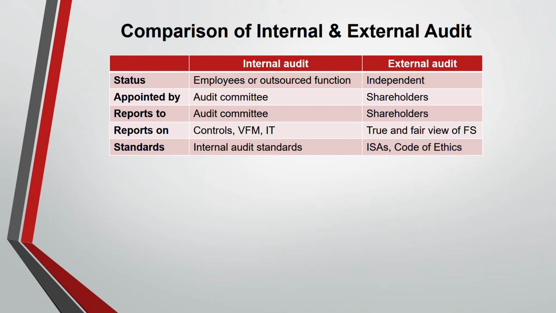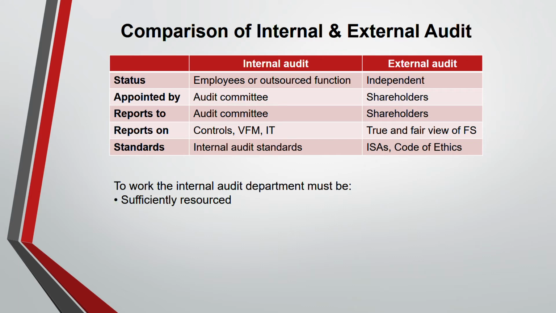Standards: internal audit has their own standards, internal audit standards, but external auditors are the ones who follow the ISAs and the code of ethics. Because they're independent, they need to follow the code of ethics and the international standards, right? To work, the internal audit department must be sufficiently resourced. The internal audit department cannot just work if they don't have the resources. They have to be well organized, independent and objective. Whatever auditor it is, internal or external, the number one rule is they have to be independent and objective. Then only they can work as an auditor.